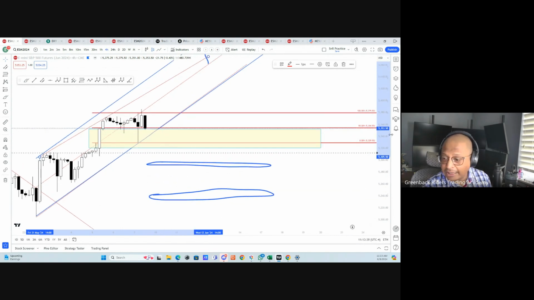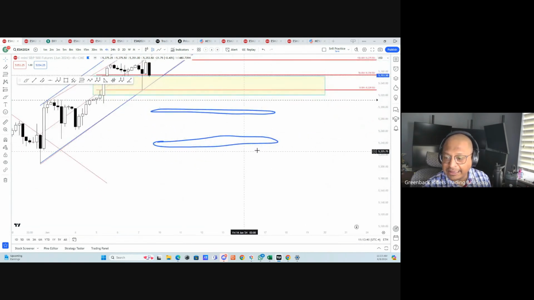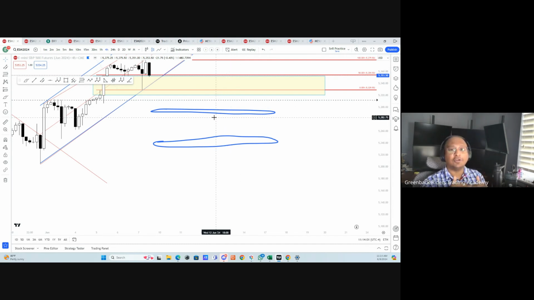Correct. Now, in order to move out from this balance zone to this balance zone, a gap has to be created. If a gap is not created, that means the bulls are not strong enough to come out of the balance zone and give you a follow through in order to reach the next balance zone, right? So why is the follow through so important?